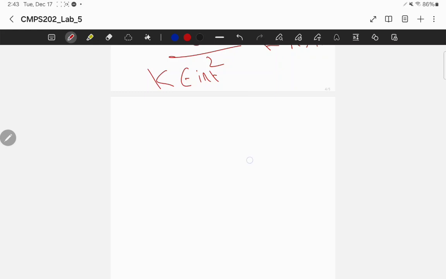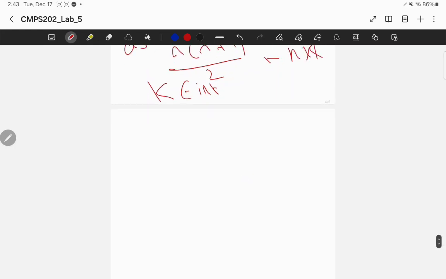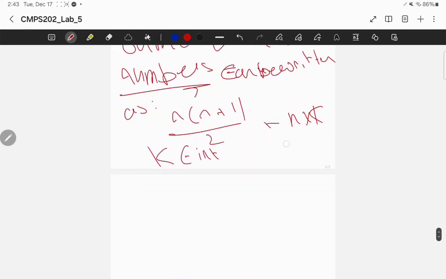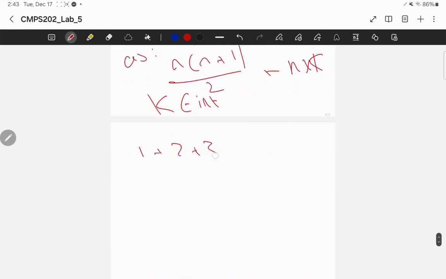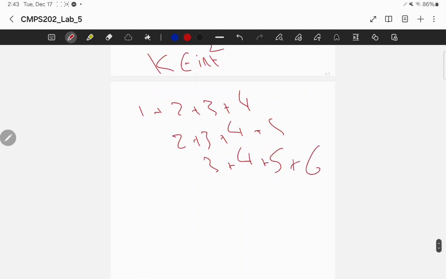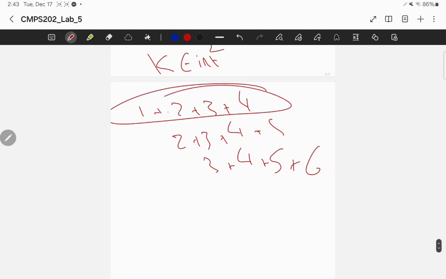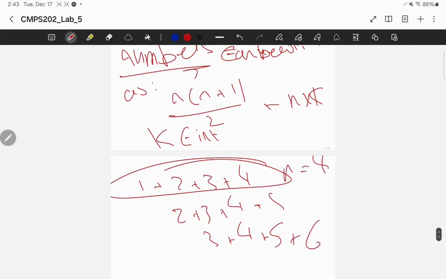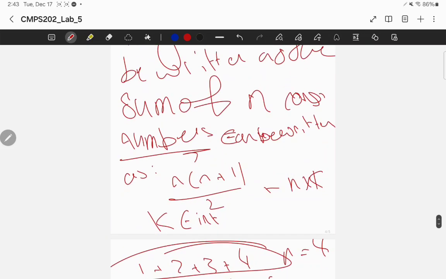Okay, so first let's take a look. It looks like an induction question, right? Why does it look like an induction question? Because 1 plus 2 plus 3 plus 4, and then I have 2 plus 3 plus 4 plus 5, and then I have 3 plus 4 plus 5 plus 6, right? So if I can solve it for the base case, for n equal to 4, I can solve it for anything, right?